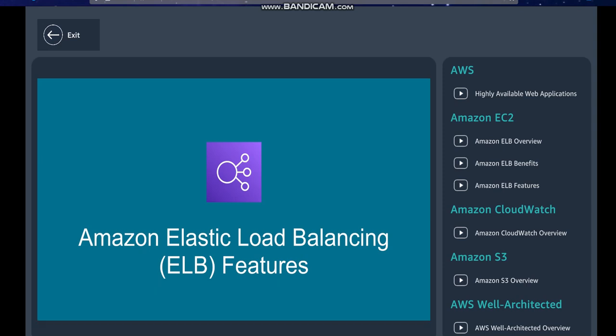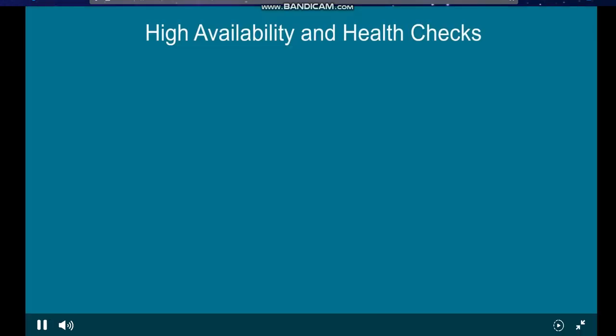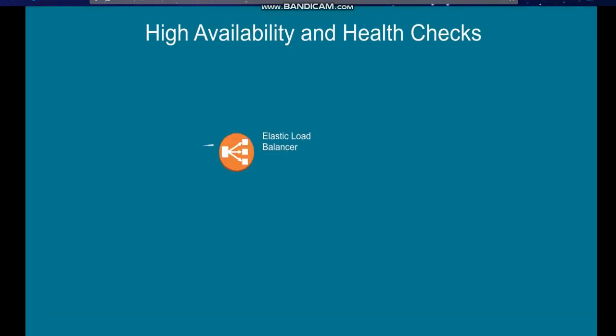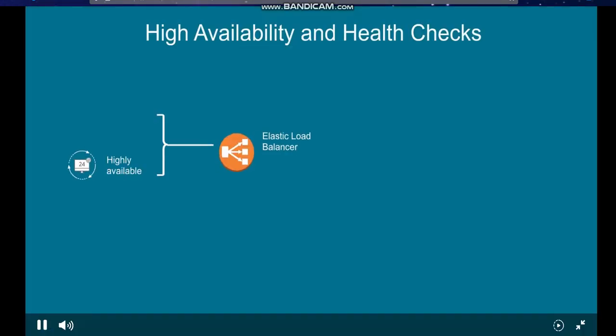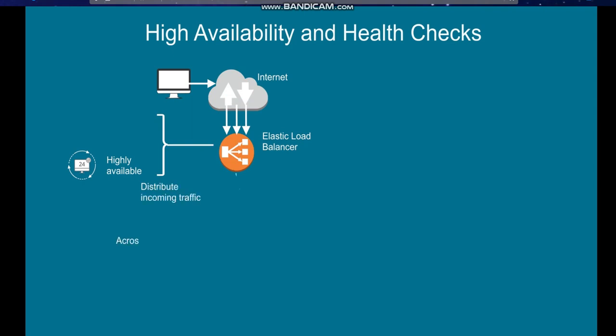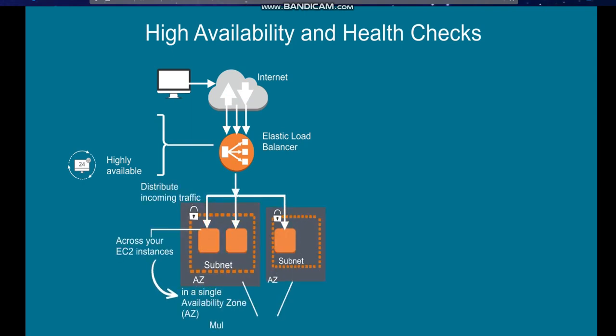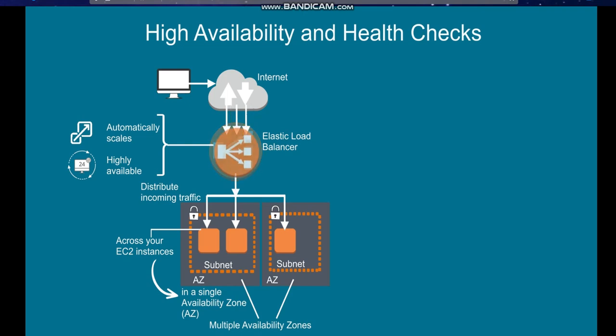Elastic Load Balancing (ELB) features. High availability and health checks. An Elastic Load Balancer is highly available. You can distribute incoming traffic across your Amazon EC2 instances in a single availability zone or multiple availability zones. An Elastic Load Balancer automatically scales its request handling capacity in response to incoming application traffic.